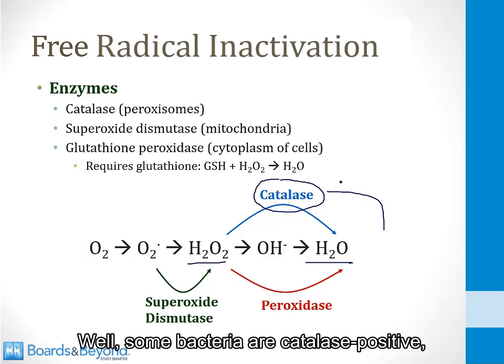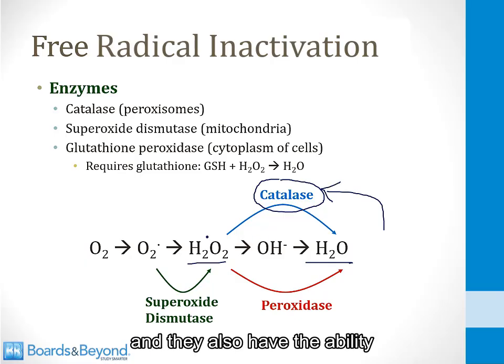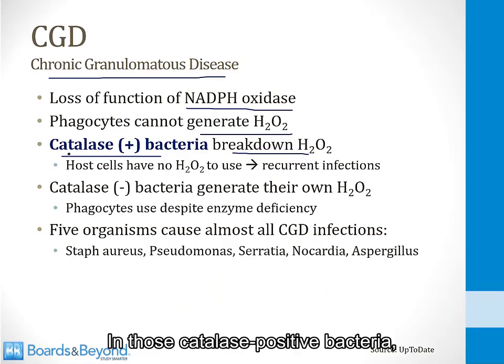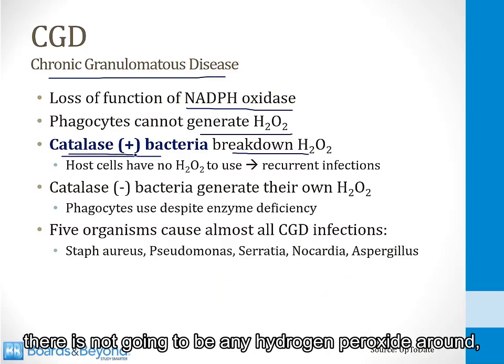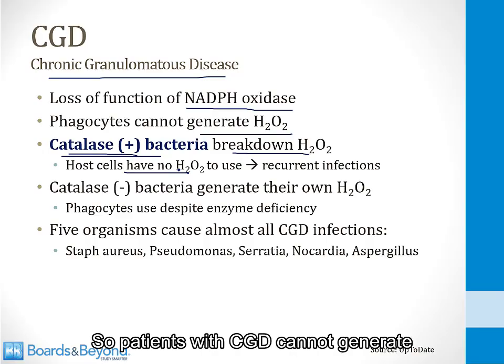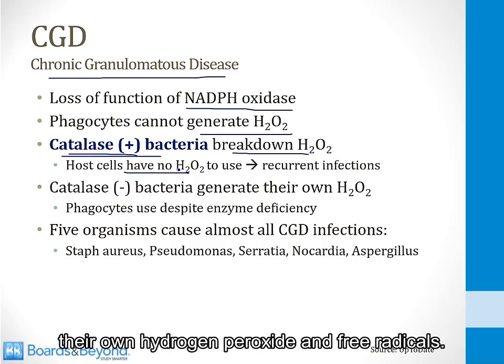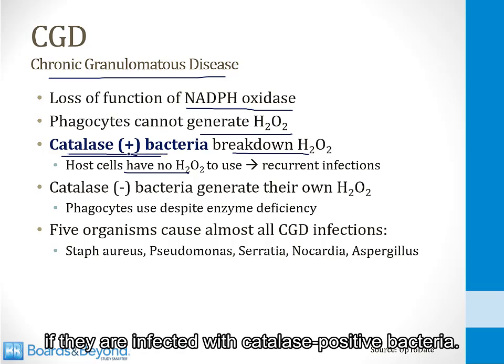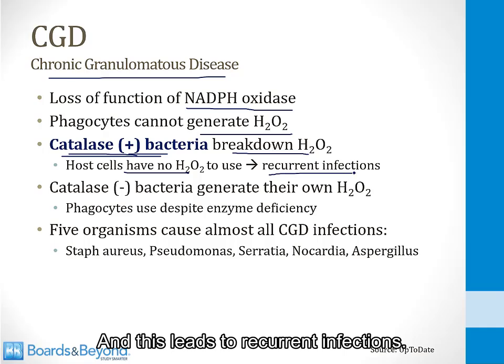Well, some bacteria are catalase positive, and they also have the ability to convert hydrogen peroxide into water. In those catalase positive bacteria, there is not going to be any hydrogen peroxide around, even inside the bacteria. So patients with CGD cannot generate their own hydrogen peroxide and free radicals, and they also cannot find any inside the cell if they are infected with catalase positive bacteria, and this leads to recurrent infections.